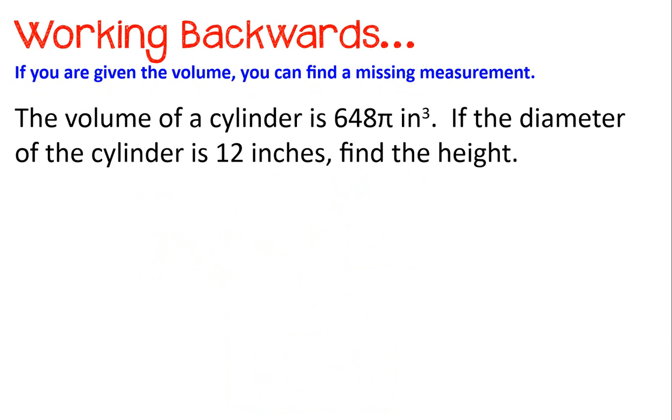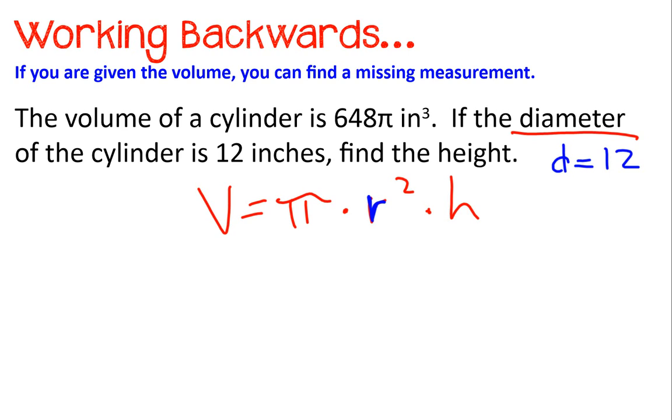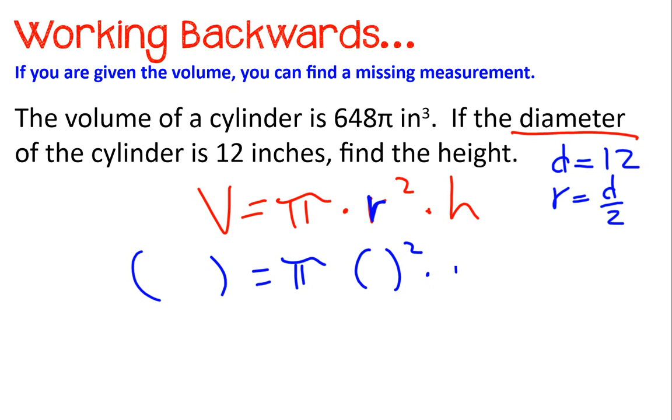Let's take a look at a more challenging question. The volume of a cylinder is 648 pi cubic inches. If the diameter of the cylinder is 12 inches, find the height. Now remember, your volume formula doesn't have a diameter in it. It has a radius. So if I tell you the diameter is 12, you need to know that a radius is half of the diameter. So instead of substituting in a 12 for my radius here, I'm going to substitute in a 6.